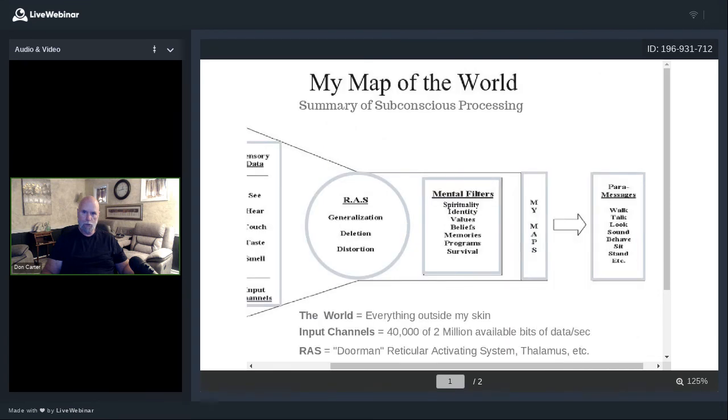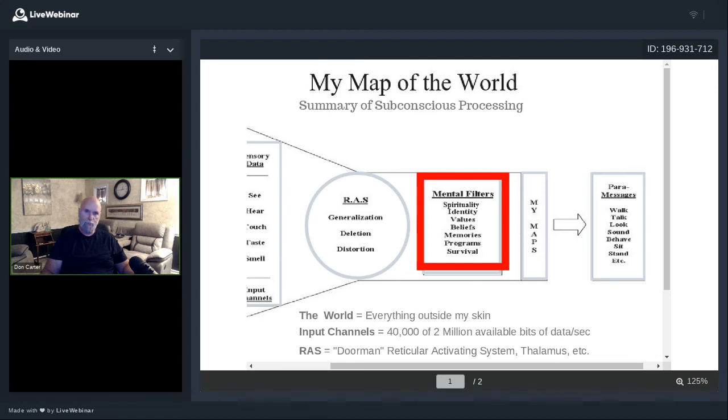Okay, so these mental filters right here, these are strongly held personal beliefs. I've got strongly held beliefs about my spirituality, about my identity, who I am, my values and beliefs, and about my memories and experiences in my life and my programs, like how to do my job or how to tie my shoe or how to be a friend, and then my survival needs. Those strongly held beliefs about all of those things are my mental filters.